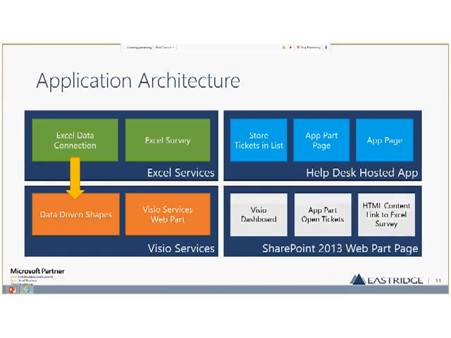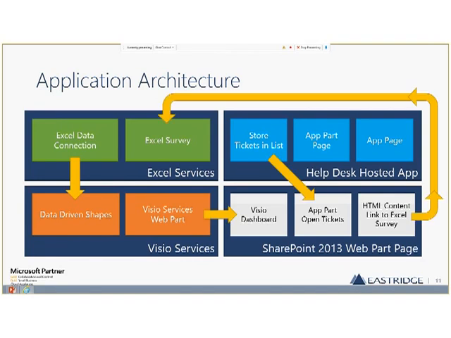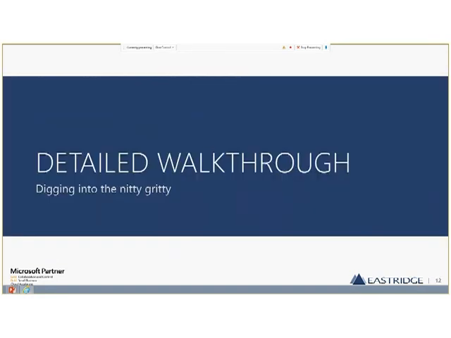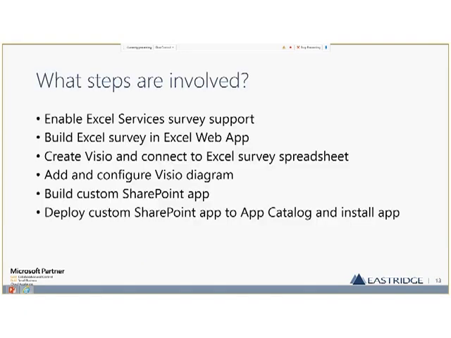And the last part we have is our SharePoint web page. So that web page has the Visio dashboard, it has our app part, and it has the HTML link to the Excel survey. So that's kind of how all these pieces are connected. All right. So we're going to spend most of the time digging into the detailed walkthrough. So if you want to build something like this, what would you do?